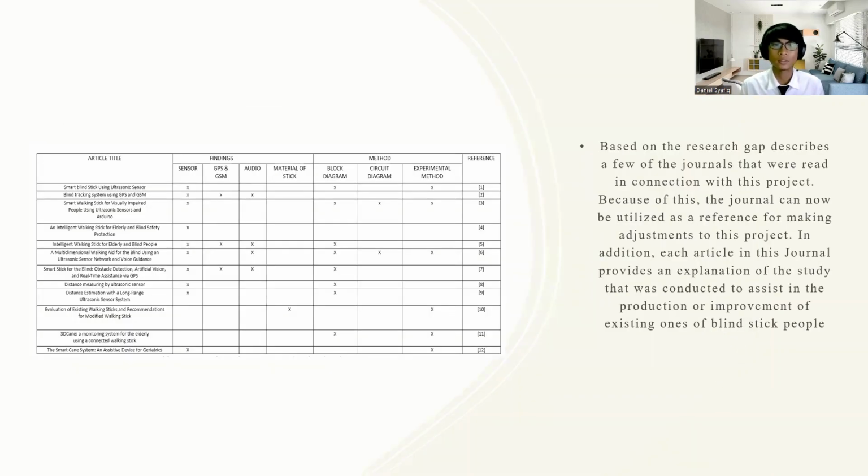Okay, so this is my research gap. Based on the research gap, I describe a few of the journals that were read in connection with this project. Because of this, the journals can now be utilized as a reference for making adjustments to this project. In addition, each article in these journals provides an explanation of the study that was conducted to assist in the production or improvement of existing ones for blind people.